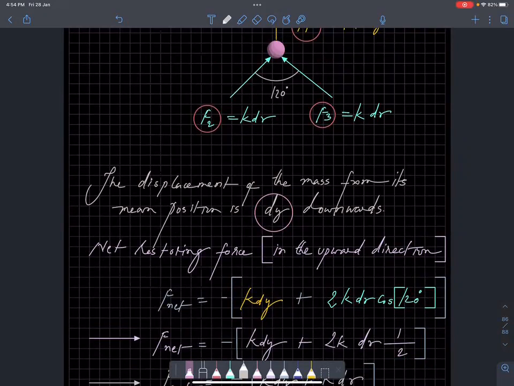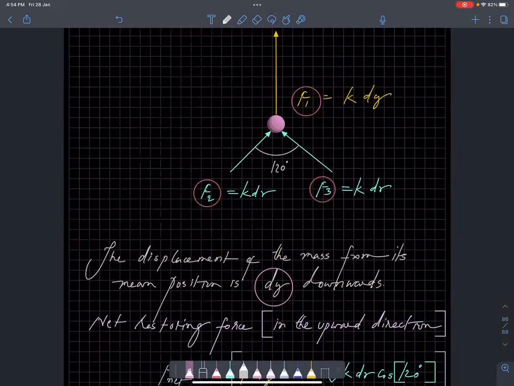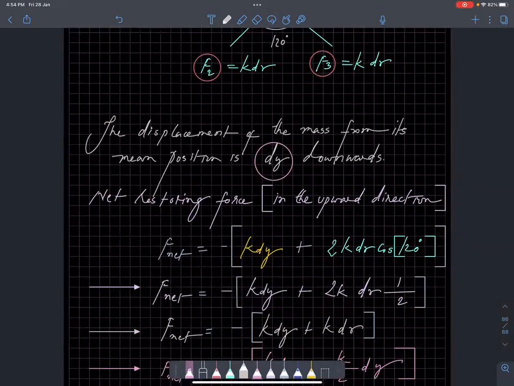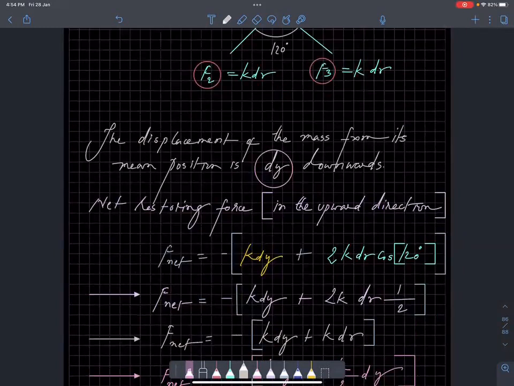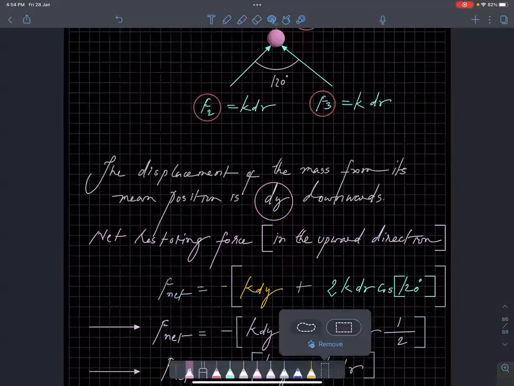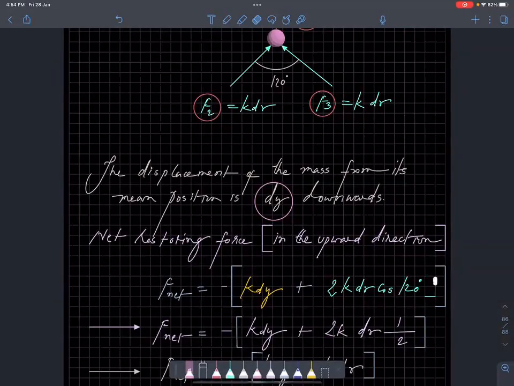Net restoring force will be in the upward direction. You can see that those two oblique forces will also result in a vertical vector, right? So F net is equal to minus k dy in the upward direction, I am writing minus because they are opposite to y, and 2 k dr cos theta. When two vectors have angle theta between them and equal magnitudes, what will be the resultant? 2a cos theta by 2, right? So it will be 120 by 2.